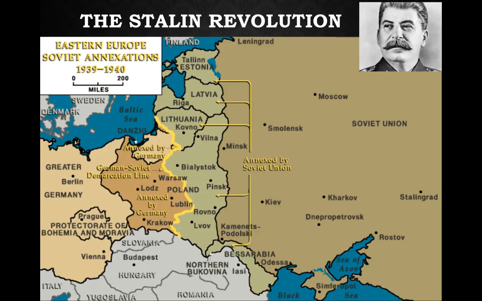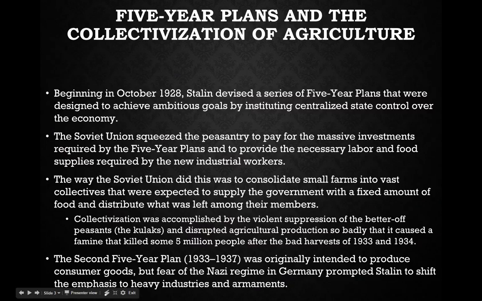He set about the task of industrializing the Soviet Union in such a way as to increase the power of the Communist Party domestically and increase the power of the Soviet Union in relation to other countries. And again, obviously, one of the ways he does that is to annex these areas. He had a 5-year plan, as do most people, but his was quite different. In addition to his 5-year plan, he also vowed to collectivize agriculture. Beginning in October of 1928, Stalin devised a series of 5-year plans designed to achieve some rather ambitious goals. And the way he went about this was to institutionalize and centralize state control over the economy.